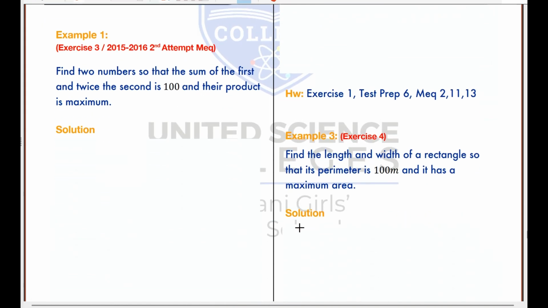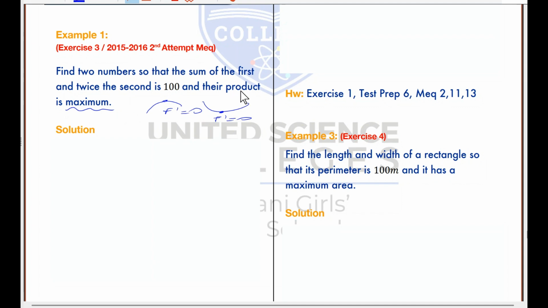First exercise, an optimization question. Find two numbers so that the sum of the first and twice the second is 100 and their product is maximum. So whenever the question says something is maximum or minimum, it's actually talking about the first derivative. Remember, we have a maximum point or a minimum point when the first derivative is equal to 0 or undefined, right? So from that idea, we are going to equalize the first derivative to 0.